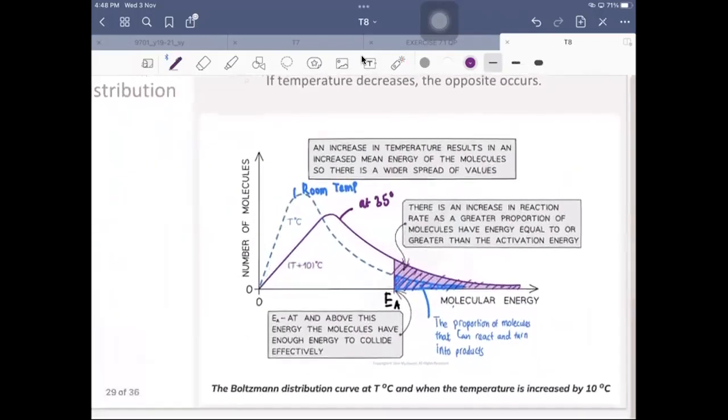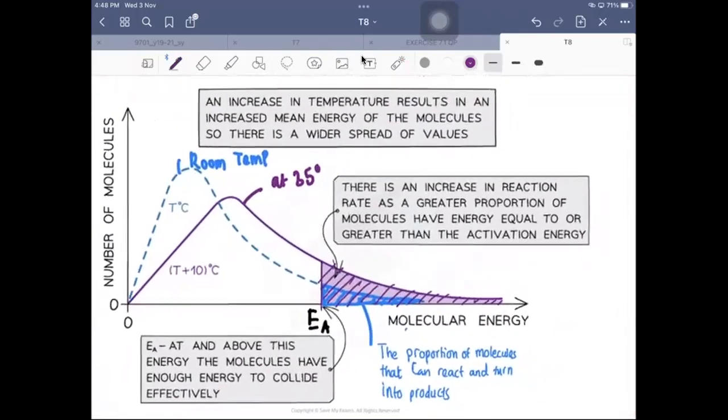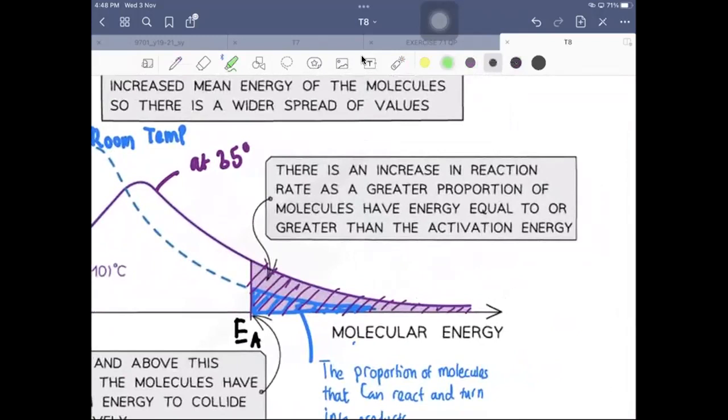So the explanation is that there is now an increase in reaction rate because a greater proportion of molecules have energy equal to or greater than the activation energy. So these molecules that have energy equal to or above activation energy can collide and result in effective collision. Okay, so that's crucial. Kinetic energy is the second point and it's the less important point.